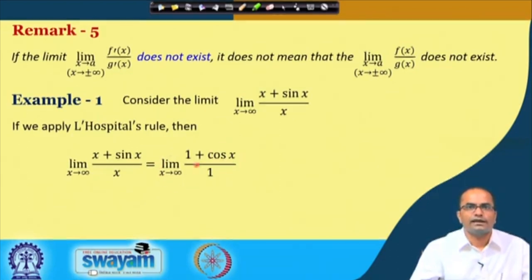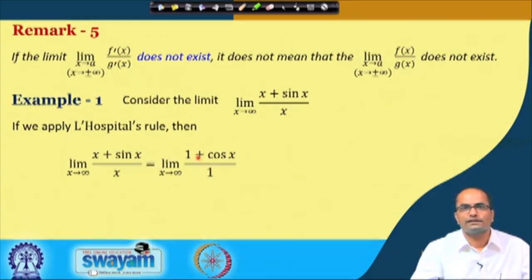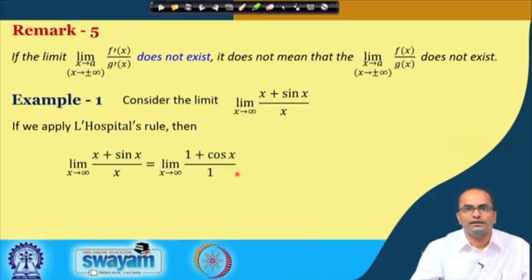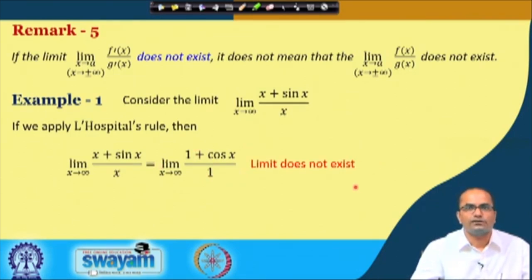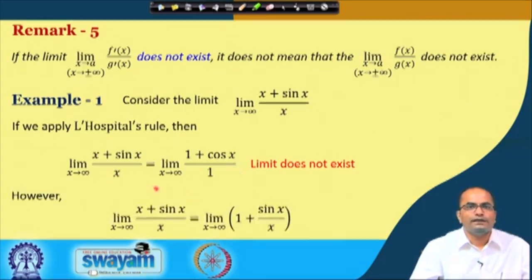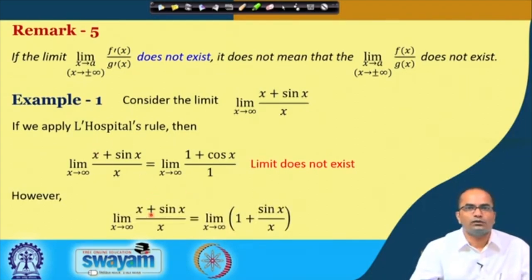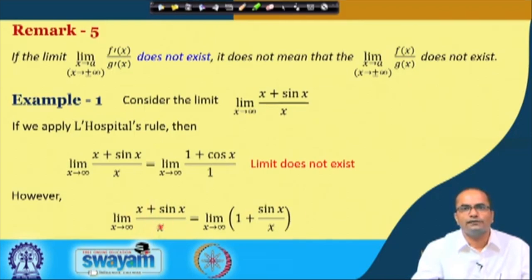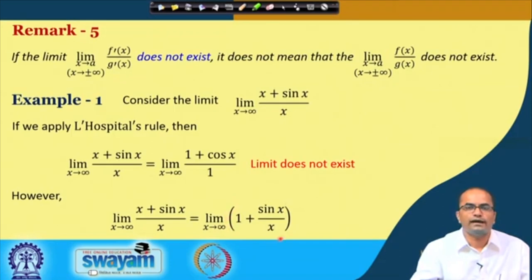Since cos x when x goes to infinity is not defined, this limit of 1 plus cos x as x goes to infinity is not defined. So, this limit does not exist. But if we evaluate this in some other way, like the limit as x goes to infinity of x plus sin x over x, and we rewrite this as 1 plus sin x over x, so we divide by x and separate it, we have x over x plus sin x over x, meaning 1 plus sin x over x, and now we can directly evaluate this limit.